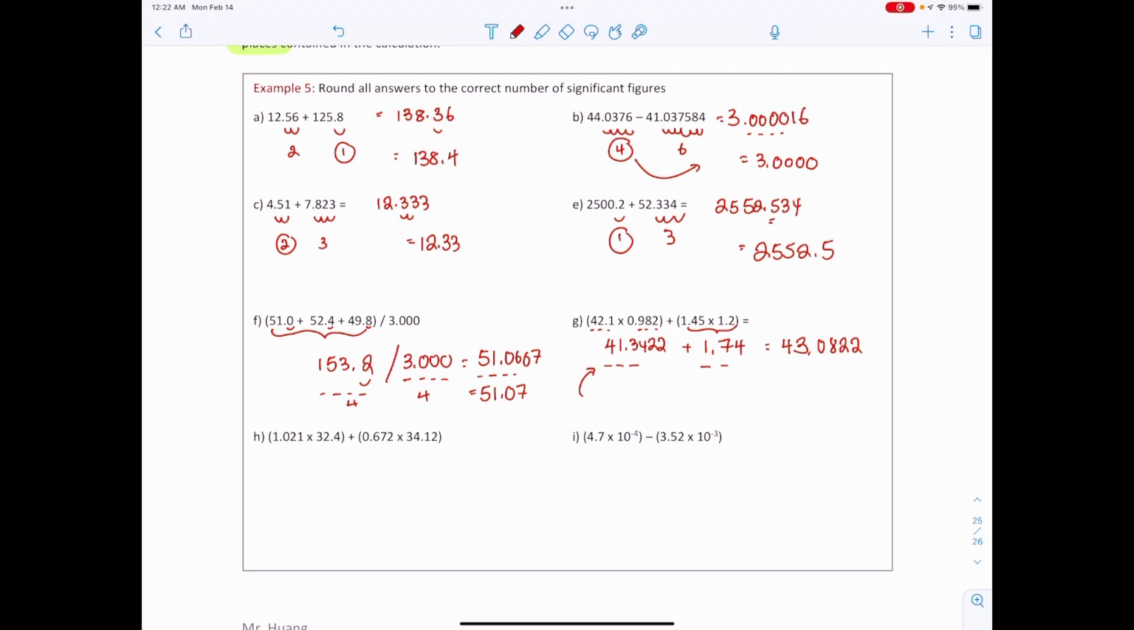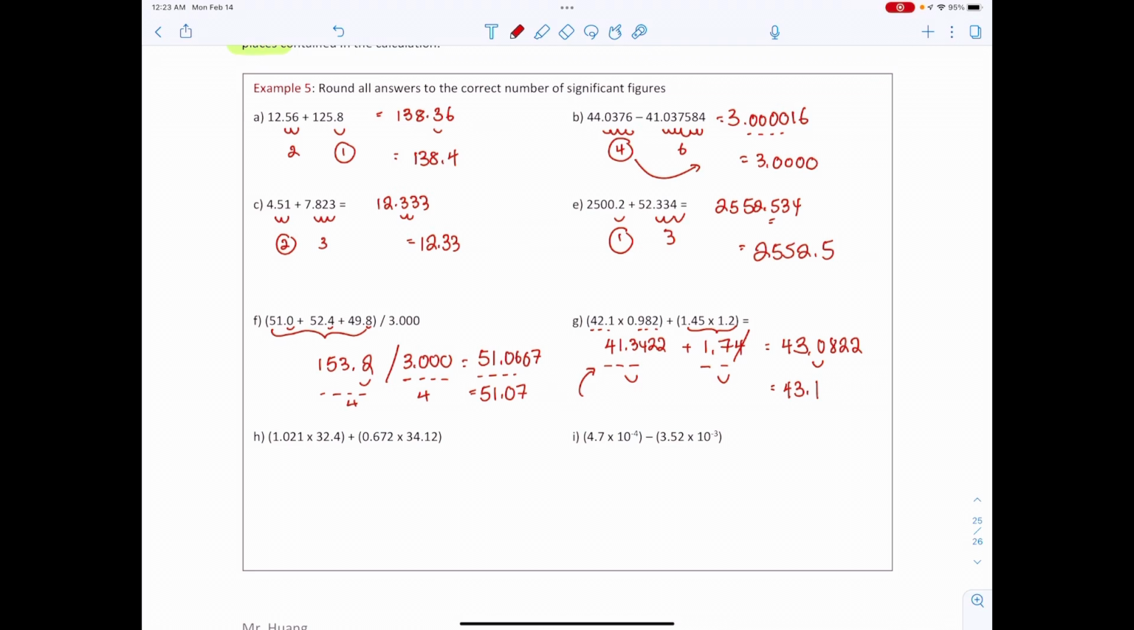Now, if you look back into your question here, I've underlined how many significant figures there are supposed to be. So when I add, remember I'm only looking at decimal places. This number 41.3 has 1 decimal place. The 1.74 has 1 decimal place, right? Because this 4 isn't really there. So that means in my final answer, I need to have 1 decimal place. So this is going to be 43.1.